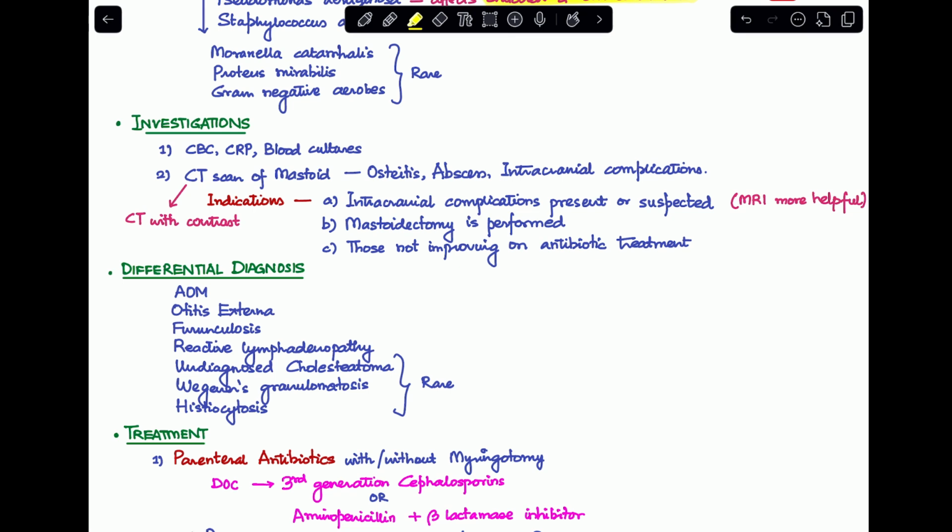The differential diagnosis in these cases would be acute otitis media, otitis externa, furunculosis, reactive lymphadenopathy, undiagnosed cholesteatoma, Wegener's granulomatosis, and histiocytosis.